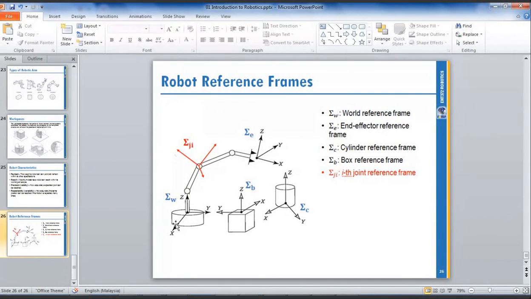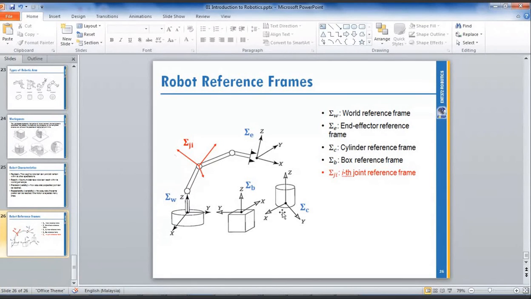So in your robotic calculation, we must refer to the base of your robot arm. We call that point the world reference frame. So this is the world of the robotic arm, and we refer to this point.